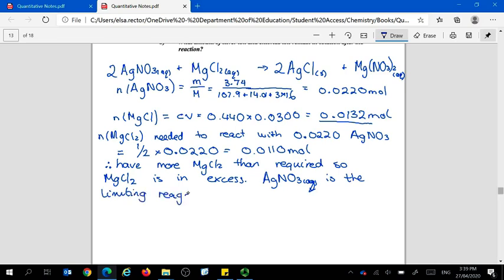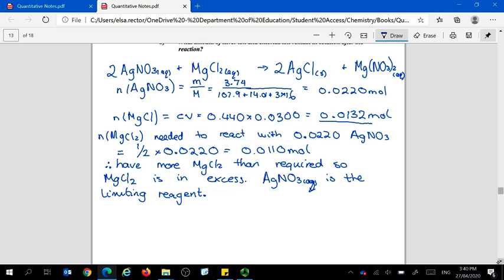Now you don't have to use all this wording when you do this yourself. I've just done it so that it's a little bit clearer where things are coming from. You would be fine just to calculate the number of moles of both and then to go straight ahead and say silver nitrate is the limiting reagent, if you've sort of done the rest in your head, whatever works better for you.